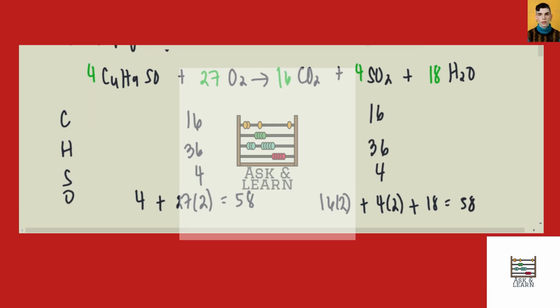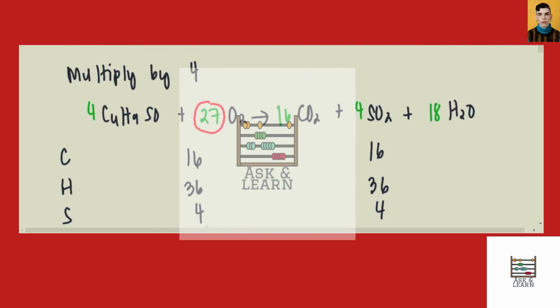So indeed, this equation is balanced, and the coefficient of O2 is 27. So I hope everything is clear.